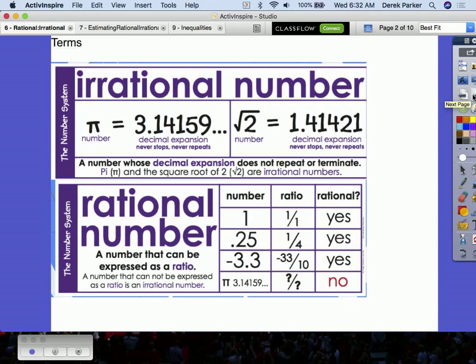A good example would be pi. Pi's digits go on forever, never stop, and never repeat. So any number that has a decimal with digits behind it that have no pattern, never repeat, and never stop is called an irrational number. Another example would be the square root of 2 or the square root of 5. All of these are irrational numbers. That does not repeat and it does not terminate.